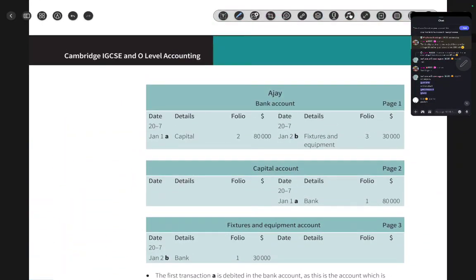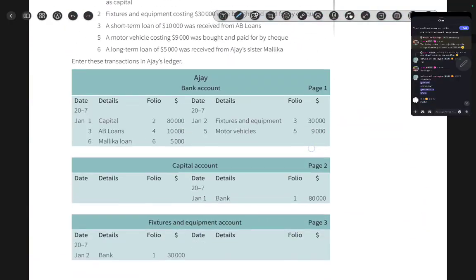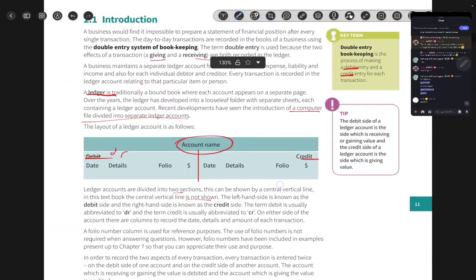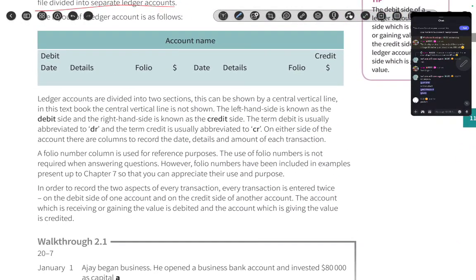If you look at the next examples, they didn't write it at all, because in your exam, you don't have to write debit and credit. It's common sense, okay? So over here, debit, over here, credit, you don't need to write that. You don't see it in any account unless they're introducing the concept. On the other side, there are columns to record the date and the amount and folio.